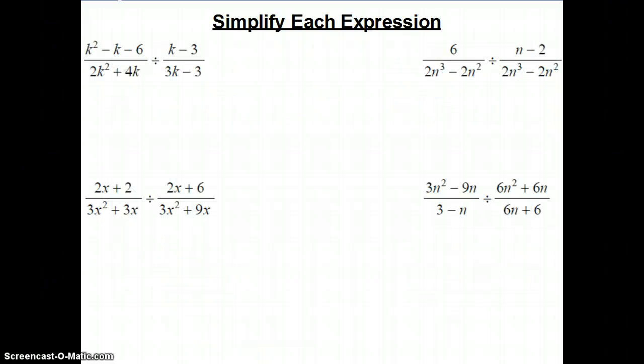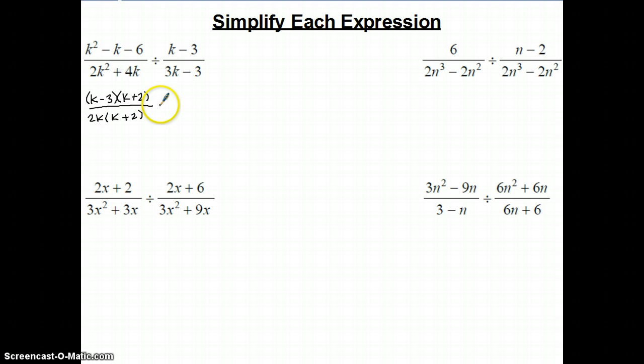On this next slide, we need to factor before we flip and multiply. So first thing I'm going to do is factor this numerator on the top left. To do that, we would use our diamond method, but I'm going to go ahead and go straight to factored form. You should use your diamond method to practice this work. We have k minus 3 and k plus 2. In our denominator, I can factor out a GCF of 2k, leaving me with k plus 2.